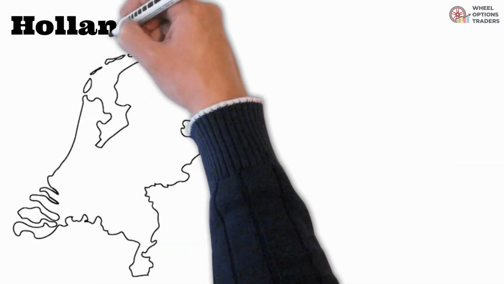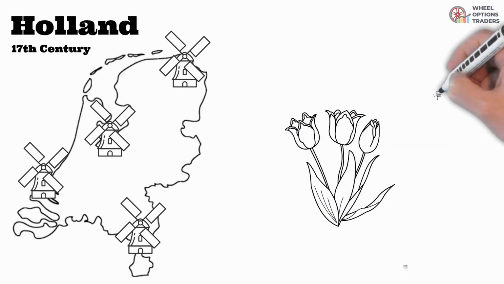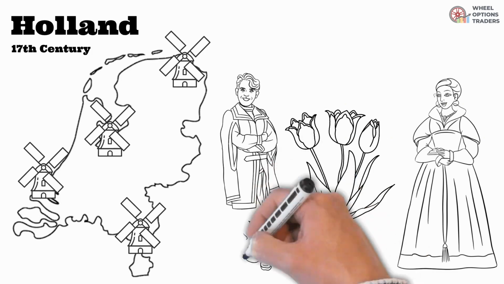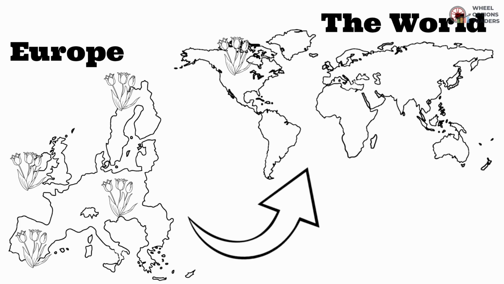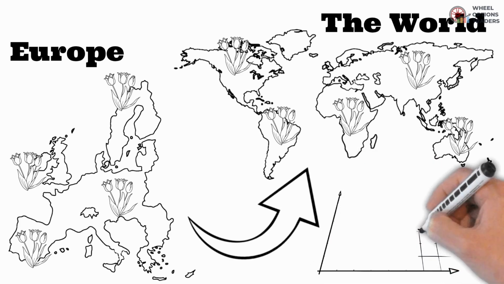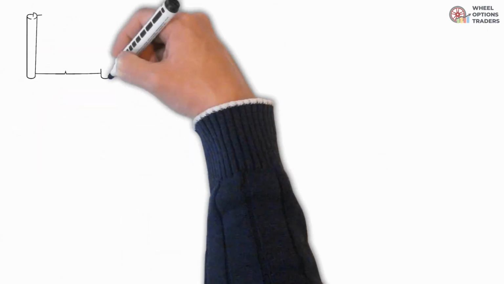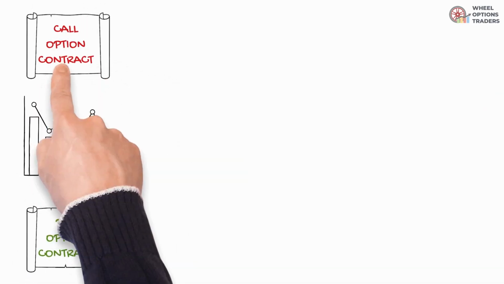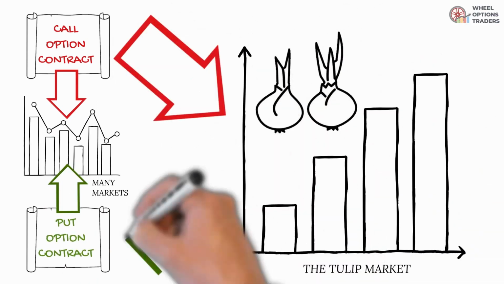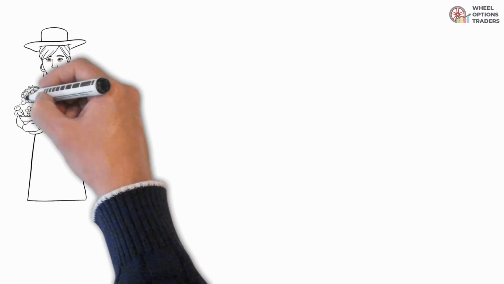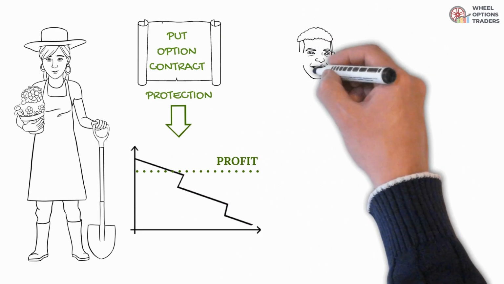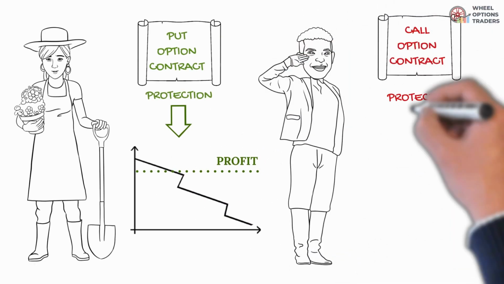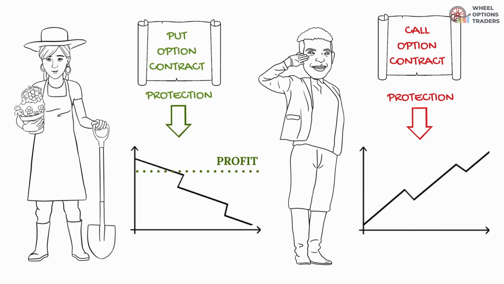Fast forward to the 17th century in Holland. At that time, tulips were incredibly popular, and they were considered to be a status symbol among the Dutch aristocracy. This popularity spread into Europe and then throughout the world, which led to a dramatic increase in the demand for tulip bulbs. At this time, calls and puts were being used in many different markets, including the tulip market. Tulip growers would buy puts to protect their profits just in case the price of tulip bulbs went down, and tulip wholesalers would buy calls to protect against the risk of the tulip bulb prices going up.